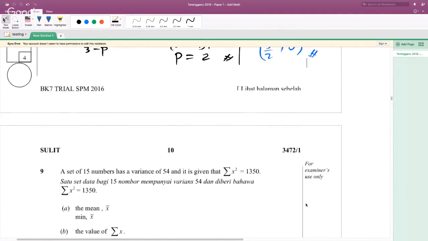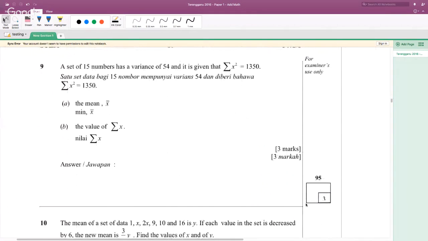Okay, so let me just continue. A set of 15 numbers has the variance of 54, and its sum of x squared is 1350. Find the mean. Okay, so over here at least I have some information. n is 15, and variance is 54. I will use the variance formula to find my mean.